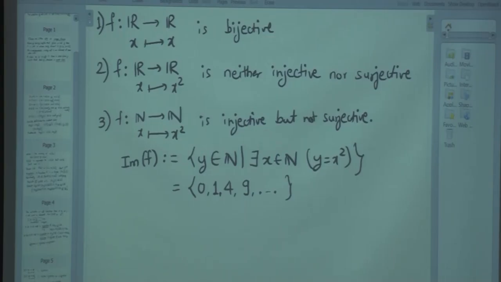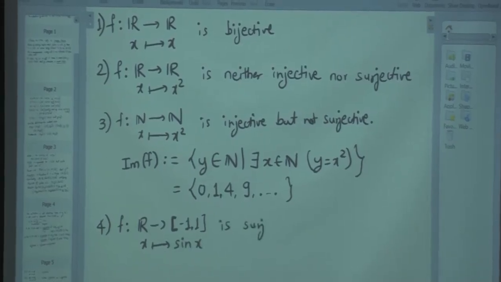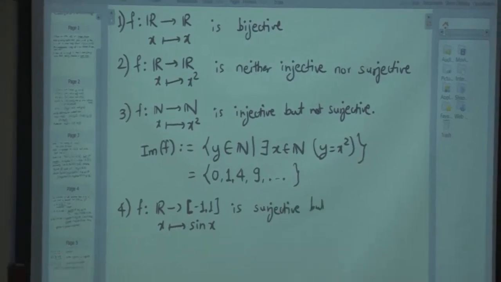Any function which is surjective but not injective? x maps to sin x. That is surjective. 0 to pi, and tan. Okay, we are going complicated. How about real numbers to minus 1, 1? Yeah? x maps to sin x. This is surjective, but not injective.